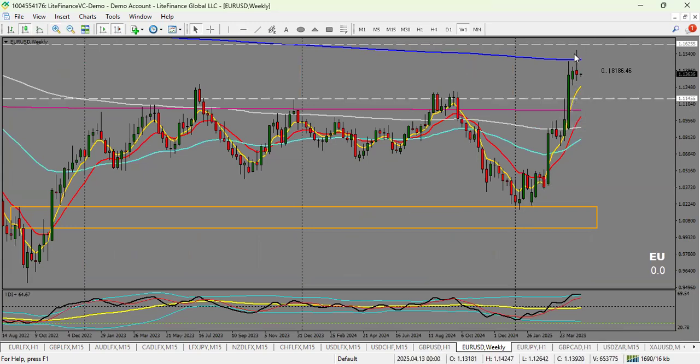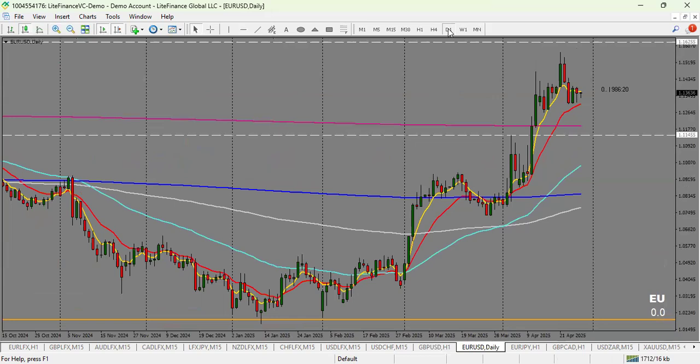So 1, 2, 3, and you can see the weekly candle here. It has pinned the 800 EMA of the weekly. Okay, so we should be expecting for a consolidation a bit or a retracement before going up.